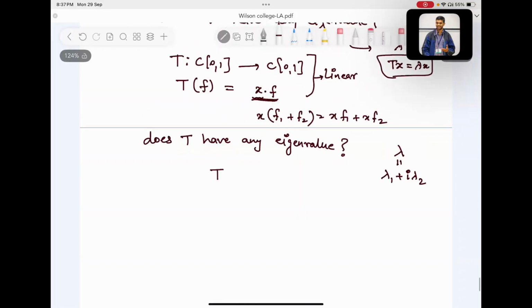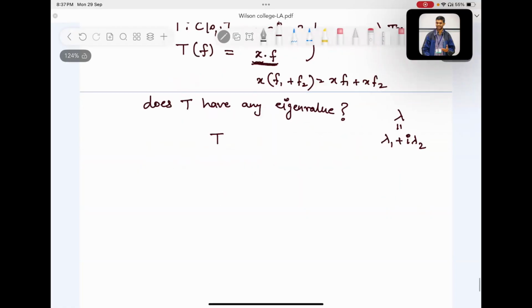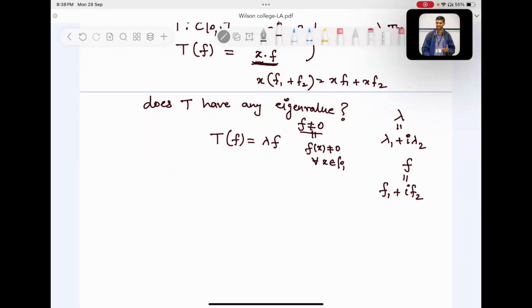Since our field is complex, any continuous function will be of the form f1 plus iota f2. They can take complex values. Now, suppose T of f is equal to lambda of f, and we are taking f to be non-zero. This means f of x is non-zero for some x belonging to the closed interval [0, 1].